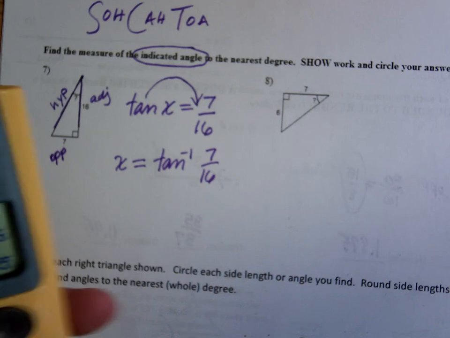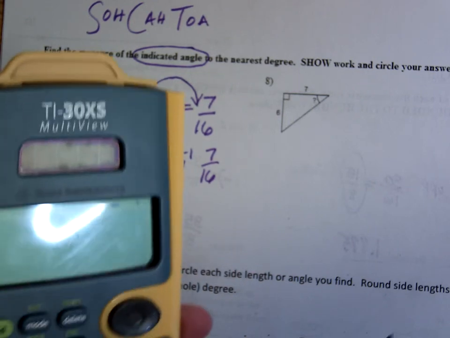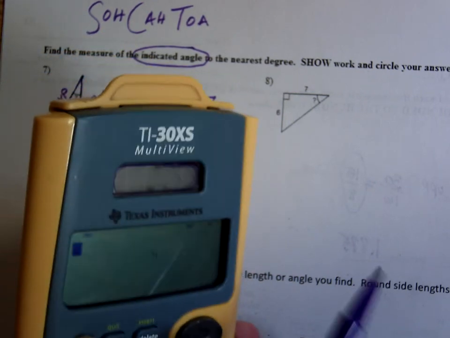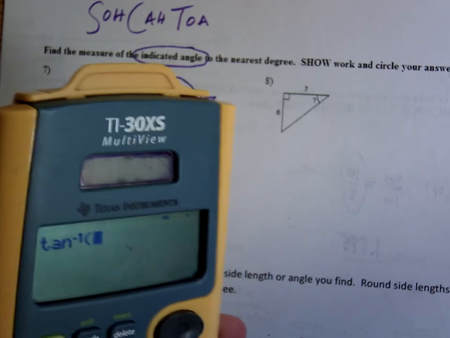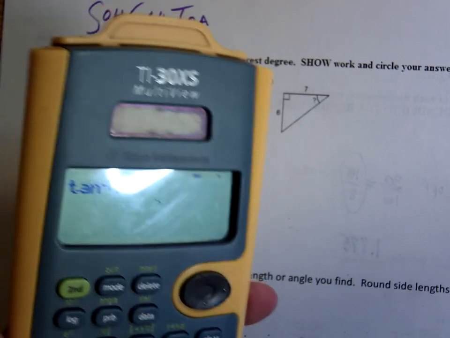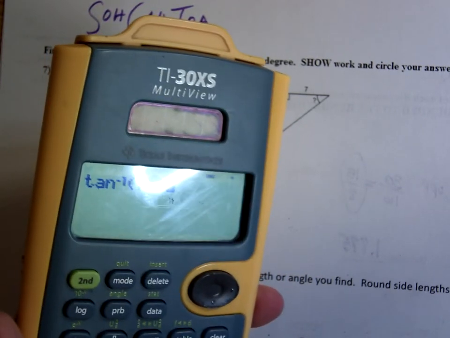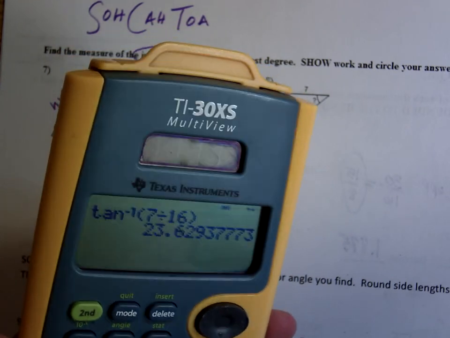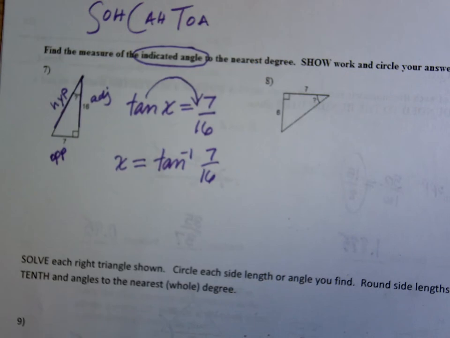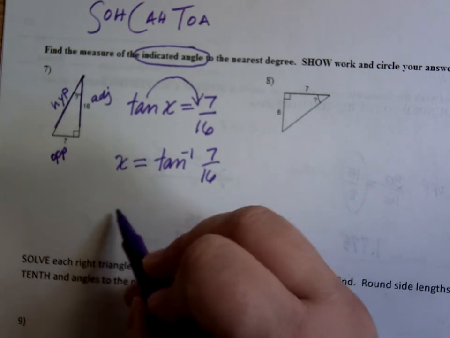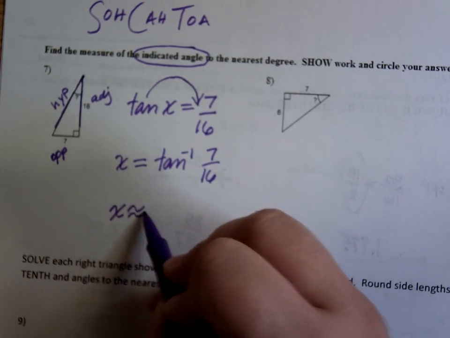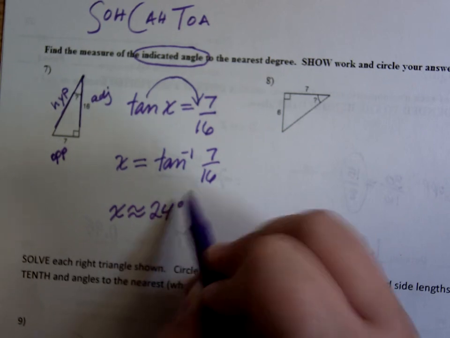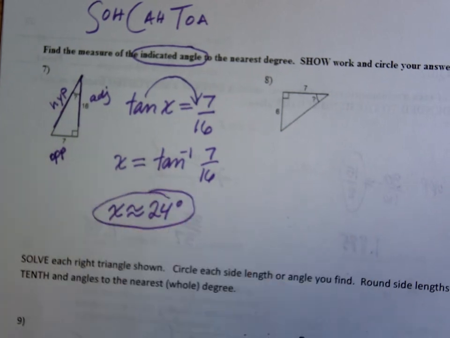This is when I go to my calculator, and this is when I press the second button. So I'm going to do second tan 7 over 16. So 7 divided by 16. And that gives me 23.629. It says go to the nearest degree. That means whole number. So 23.6 is 24 degrees. Questions on that one?